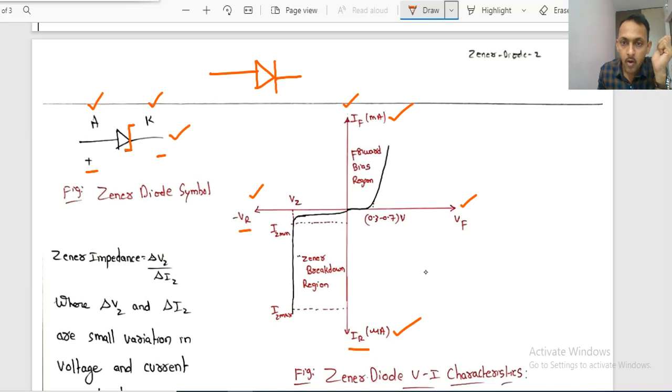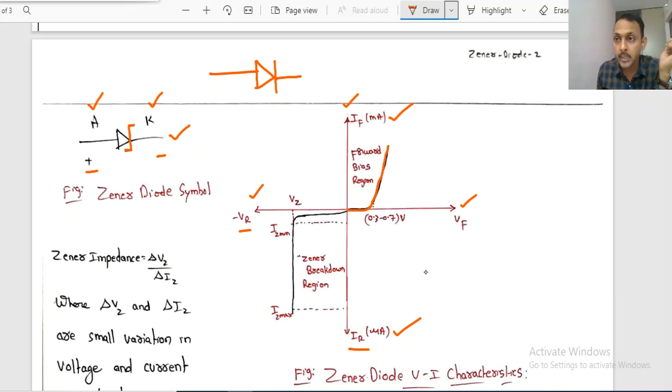In the forward bias mode, up to a certain potential there is no conduction. Depending on whether it is silicon or germanium, the conduction begins at around 0.7 volts or so. Then all of a sudden there is high conduction, the current starts increasing, and the diode comes into the conduction mode.